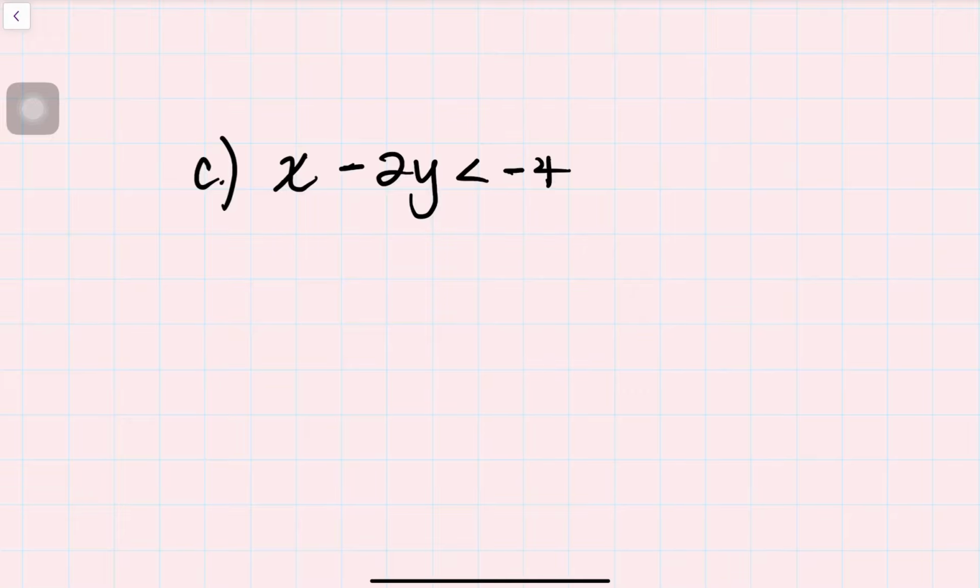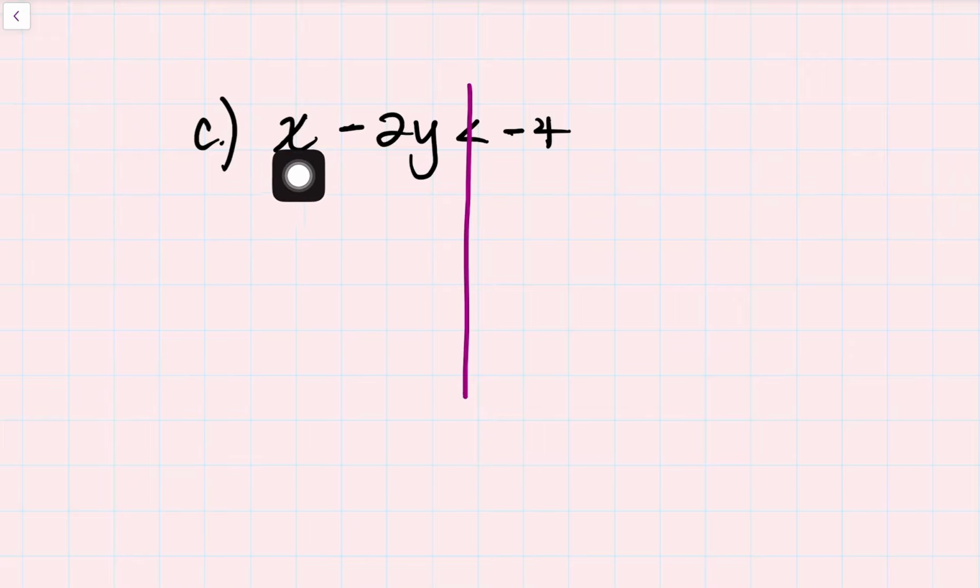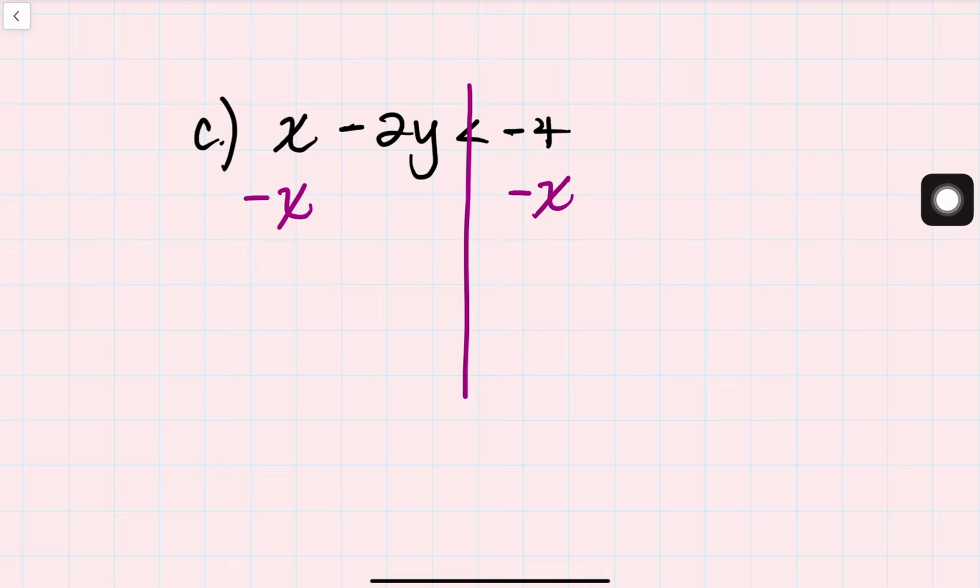All right, let's go ahead and take a look at the last one in this case, guys. Same idea, solving for y. First thing I'm going to move to the opposite side is this x. So I'm going to subtract an x and subtract an x. Keep in mind, guys, not like terms, so I'm just writing them side by side. So I have a negative 2y is less than a negative x minus 4.